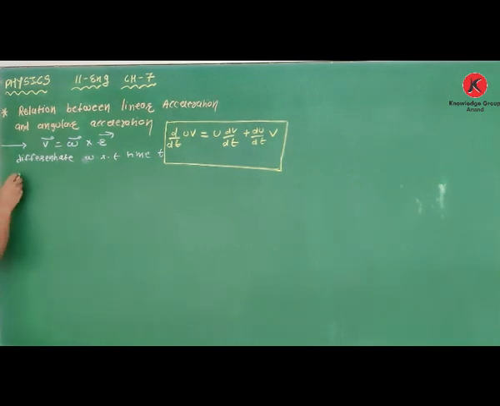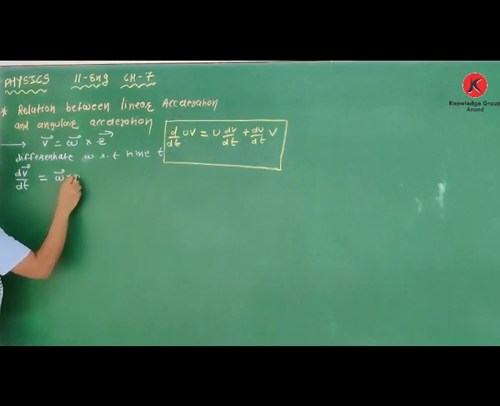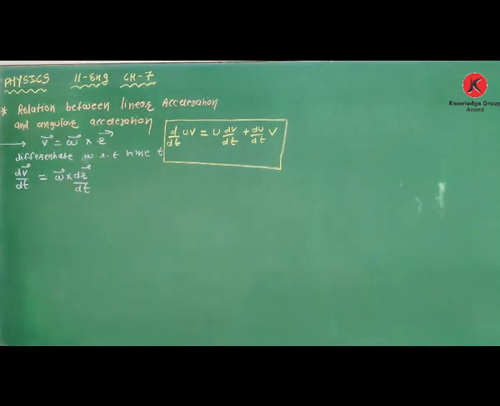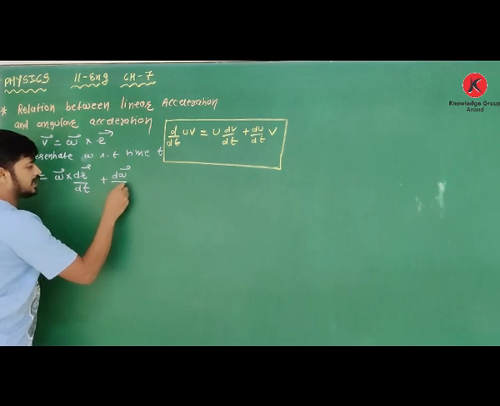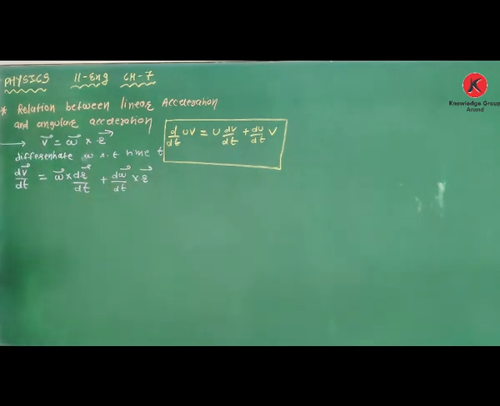Now, here we have to differentiate this equation with respect to time t. Then yes, dv upon dt is equal to two terms from omega cross r. Omega as it is, differentiation of the second term, that is dr upon dt, plus differentiation of the first term, d omega upon dt cross r. Simple. Again, omega as it is, differentiation of second term, plus differentiation of first term, second term as it is.